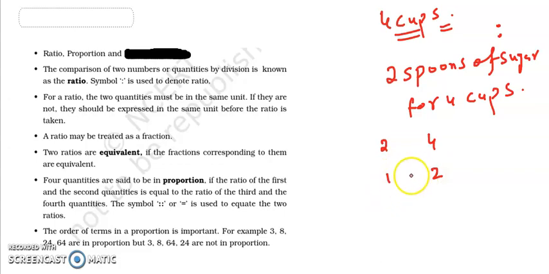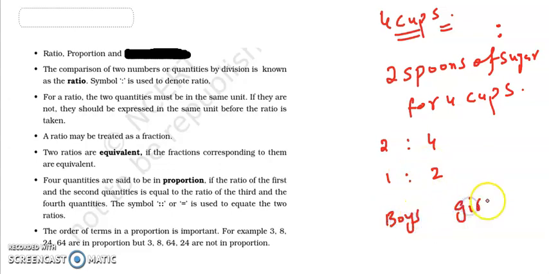So this is a ratio. It means by changing one quantity, the other will change as well. We are comparing them. And mathematically, I will say it 1 ratio 2 or 2 ratio 4. If I'm saying 2 ratio 4, it means for every 2 spoons we can make 4 cups of juice. And if I'm saying 1 ratio 2, it means for every 1 spoon we can make 2 cups of the juice.